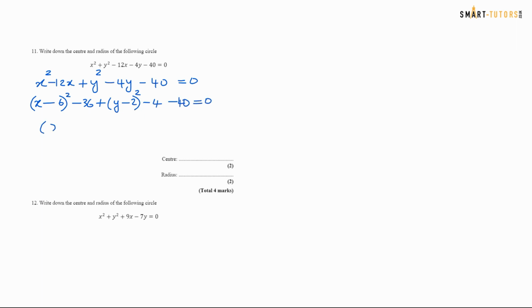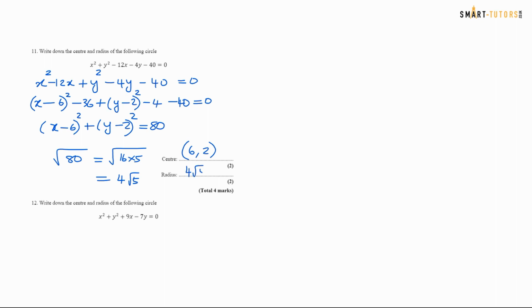So this is going to be x minus 6 whole thing squared plus y minus 2 whole thing squared. Minus 36 minus 4 is minus 40. Together minus 40 minus 40 is minus 80. That is equal to 80. So the center point is going to be 6, 2. The radius is going to be the square root of 80, which is 16 times 5 is 80. The square root of 16 is 4, so 4 root 5. So that is the radius of that circle.